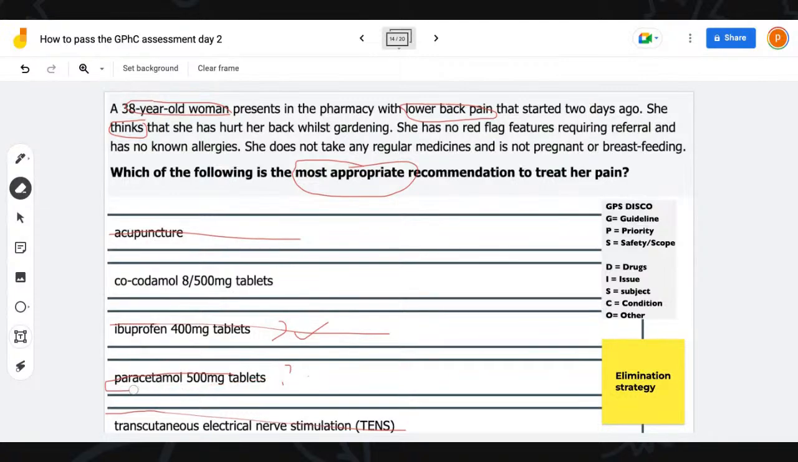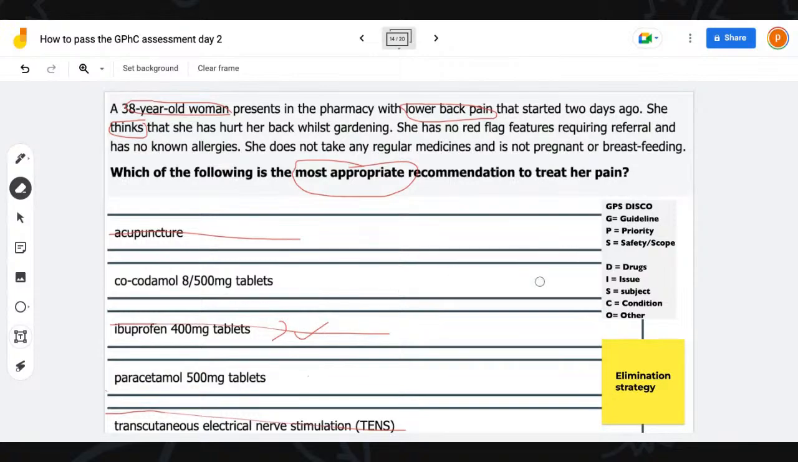So how do we choose which is which? We need to know our guidelines, right? Our GPS. And if we don't know the GPS, I'm going to show you something else. According to our guidelines, and some of you said this before, you're not going to give paracetamol because paracetamol is too weak. It's too weak to treat the lower back pain. It's not strong enough.